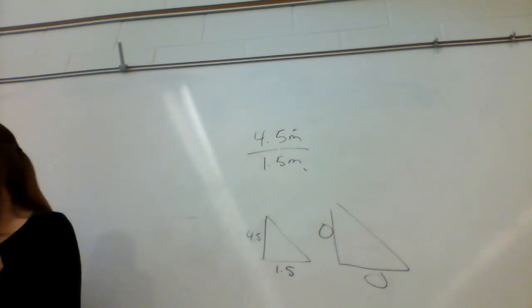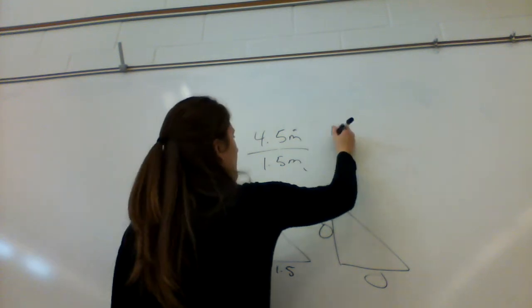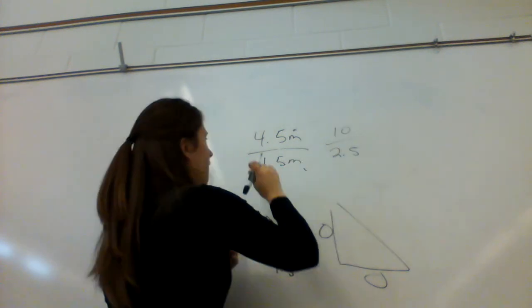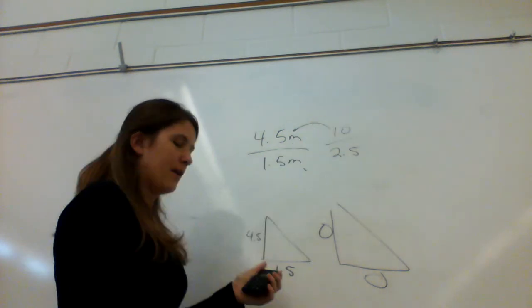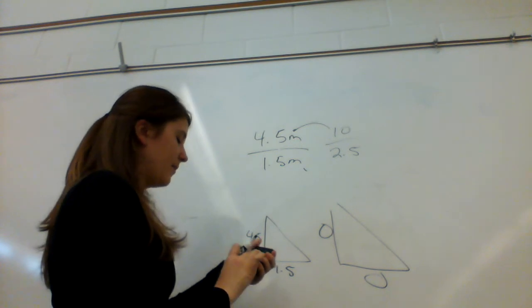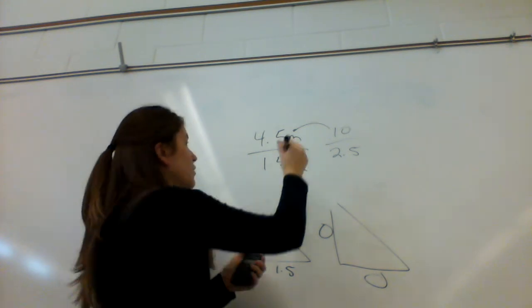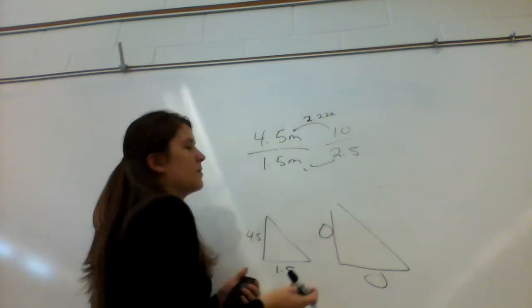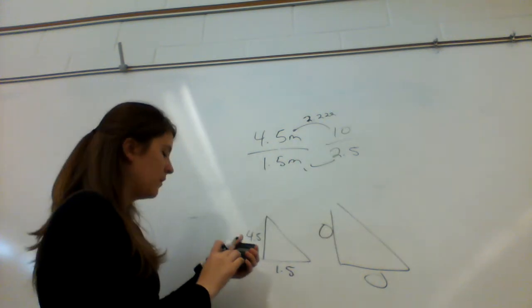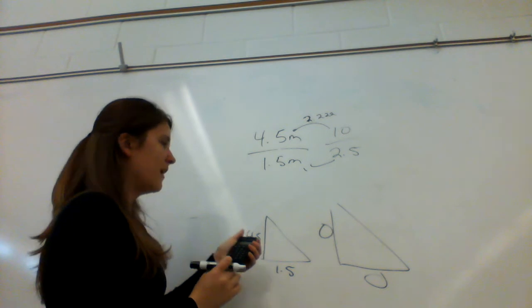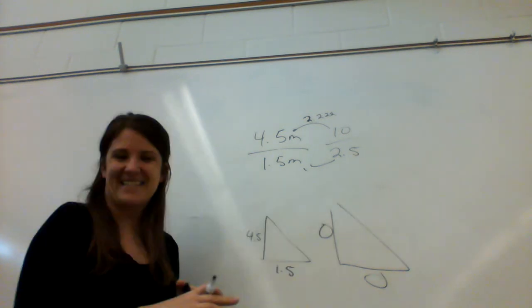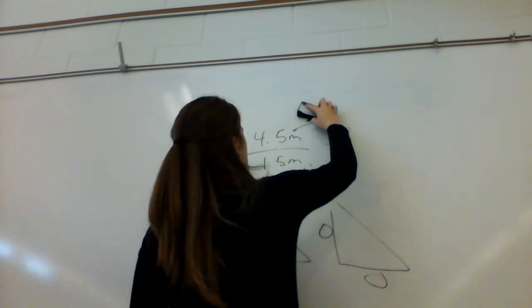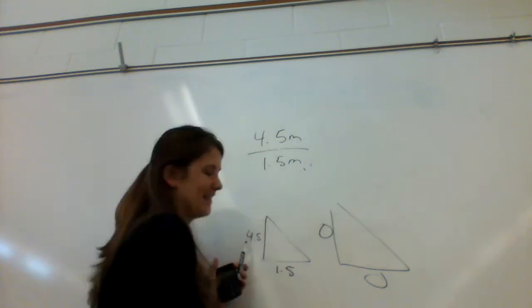The next one is 10 and 2.5. 4.5 times what is 10? I don't know, so I'm going to divide. 10 divided by 4.5, and I get 2.22222. So this should also be multiplied by 2.22222. I get 3.33333. That does not work. So that one is not correct.